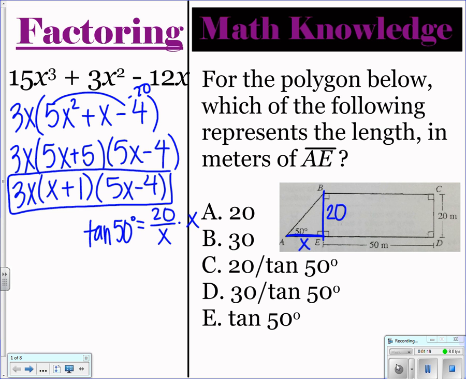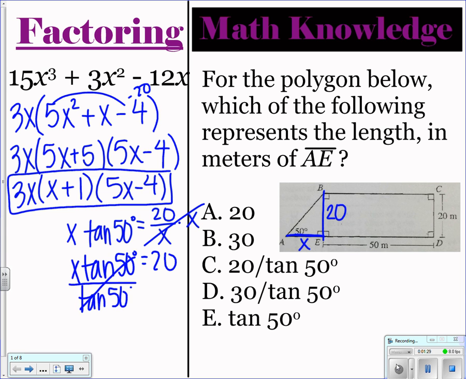So you multiply both sides by x. So you have x times tangent of 50 equals 20. And then you're going to divide by the tangent of 50. And so your answer is 20 over the tangent of 50, which is C.